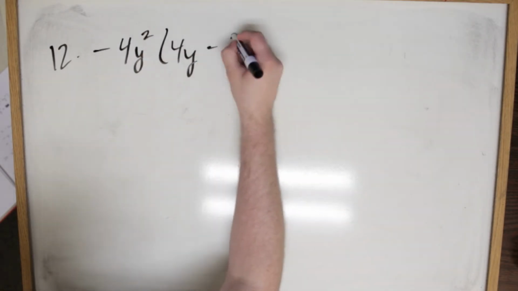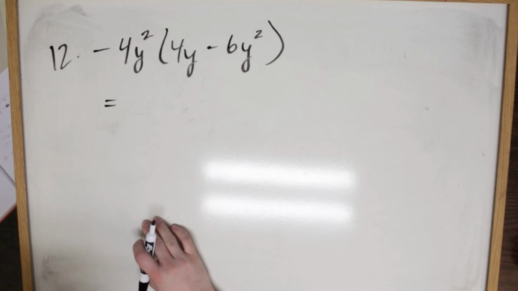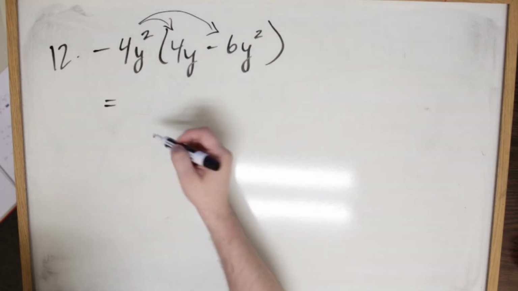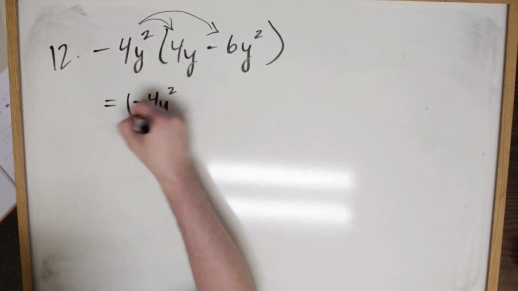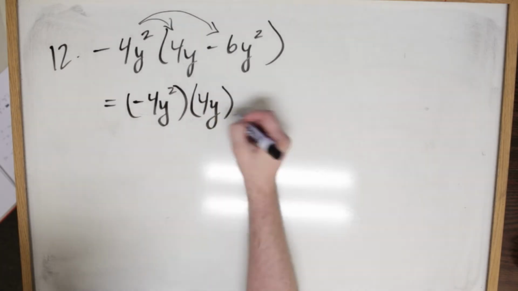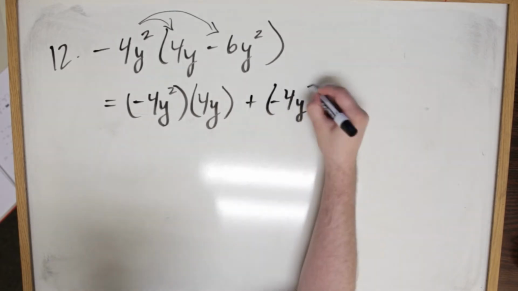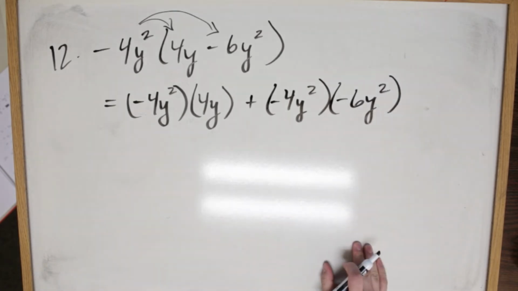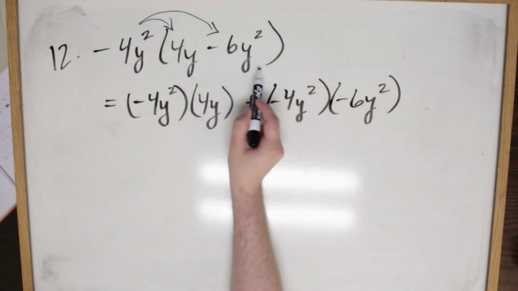4y minus 6y squared. Okay. So what I'm going to do is distribute that minus 4y squared to each piece. So in other words, this becomes minus 4y squared times 4y plus minus 4y squared times a minus 6y squared. Okay? So this times this plus this times this.